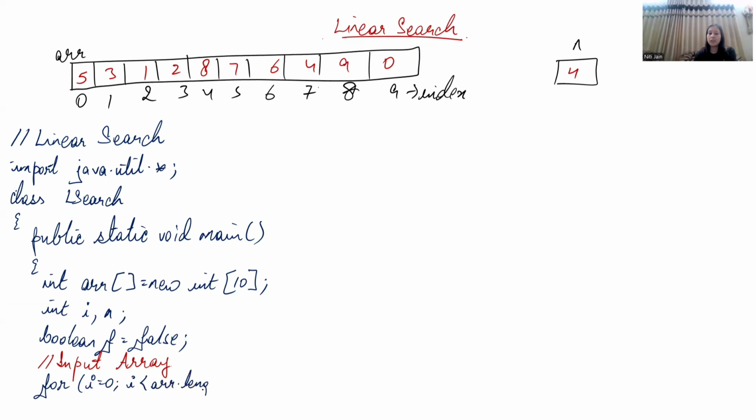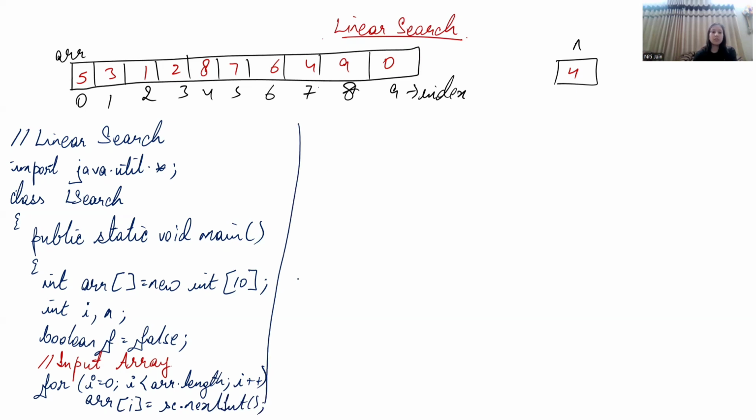arr.length. In this case, you can directly write 10 over here because we know how many elements the array has. And inside the loop, I just need to write arr[i] is equal to sc.nextInt, because it is an integer array. So I have accepted using the nextInt function.